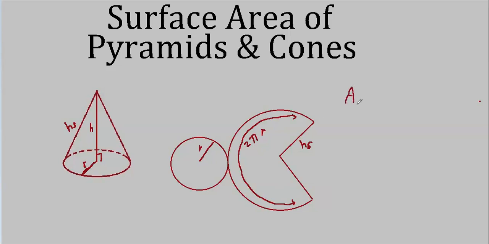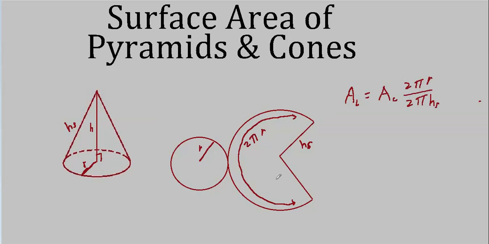call it the lateral surface, a sub l. That would be the area of this big circle, let's call it a sub c, times 2 pi r over 2 pi h sub s. When we make this cut here, our slant height is the distance from the vertex to the circumference of this circle. So this slant height is the radius for this big circle.